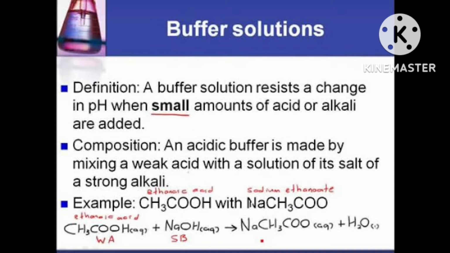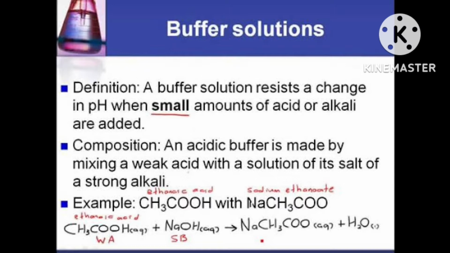Here ammonium came from the weak base, ammonium hydroxide. The ammonium ion NH4+ came from the weak base ammonium hydroxide, and Cl- came from HCl, a strong acid. That's why it is an example of a salt of a strong acid and weak base: a strong acid due to the Cl, a weak base due to ammonium, and the salt is ammonium chloride.